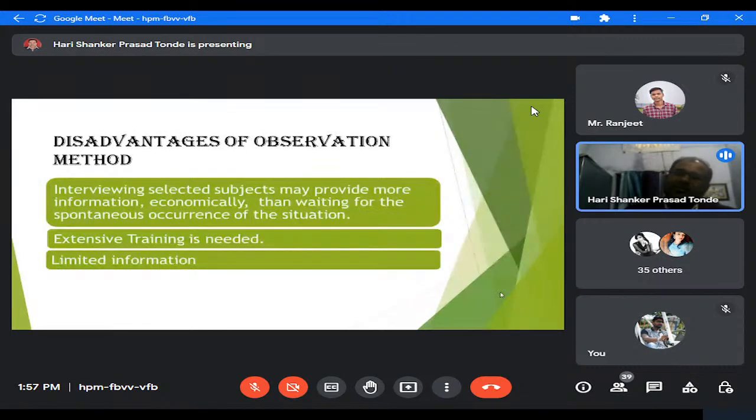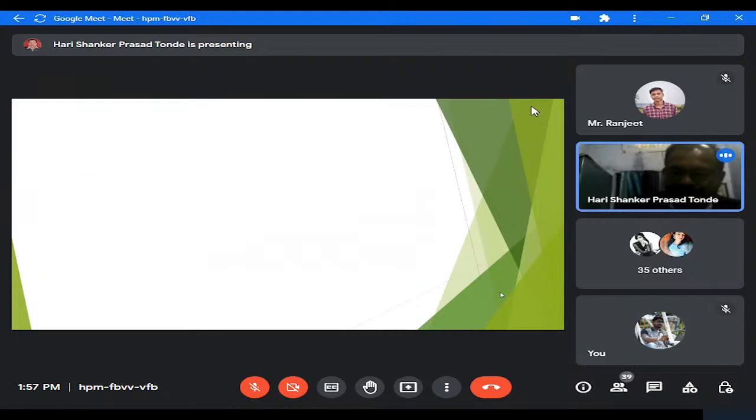Some disadvantages of observation method. As we all know, anything that has a positive aspect will definitely have some drawback also. So the disadvantages of observation methods are: interviewing selected subjects may provide more information economically than waiting for the spontaneous occurrence of the situation. Extensive training is needed, and limited information is available.